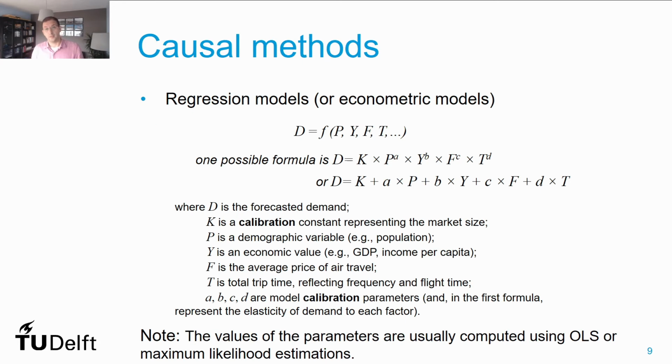What we can do with these factors is to combine them in what we call regression models or econometric models, where we put all these factors into relation towards a single dependent variable, which is our demand. And we can assume multiple formulas. So we see here more a multiplication formula, and here more a sum of all these relations between factors. And we have to calibrate all these A, B, C, and D calibration parameters. And again, we use the ordinary least squares or the maximum likelihood.